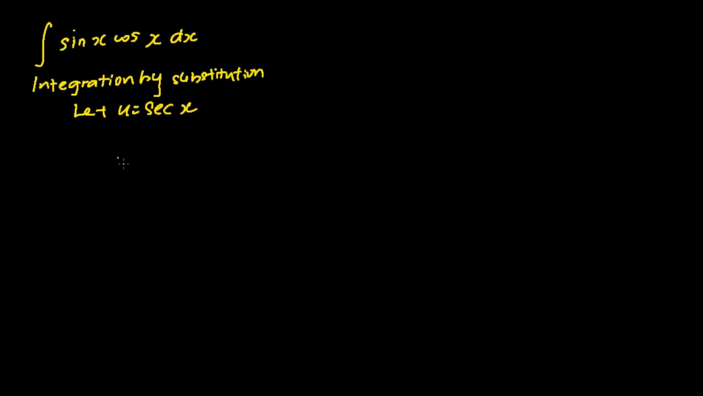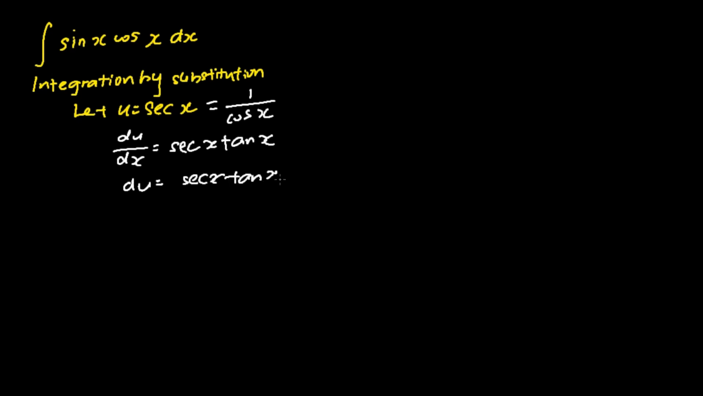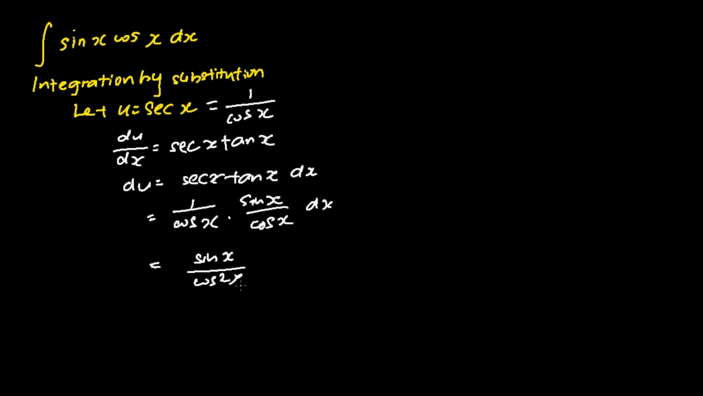We will solve the problem using the technique integration by substitution by letting u is equal to secant x, which is the same as 1 over cosine x. We differentiate u with respect to x. This gives us secant x tangent x, in which multiplying both sides by dx, we get du is equal to secant x tangent x dx. My secant x tangent x can be rewritten as follows. My secant x is 1 over cosine x, tangent x is sine x over cosine x, and simplifying them we get sine x over cosine square x dx.